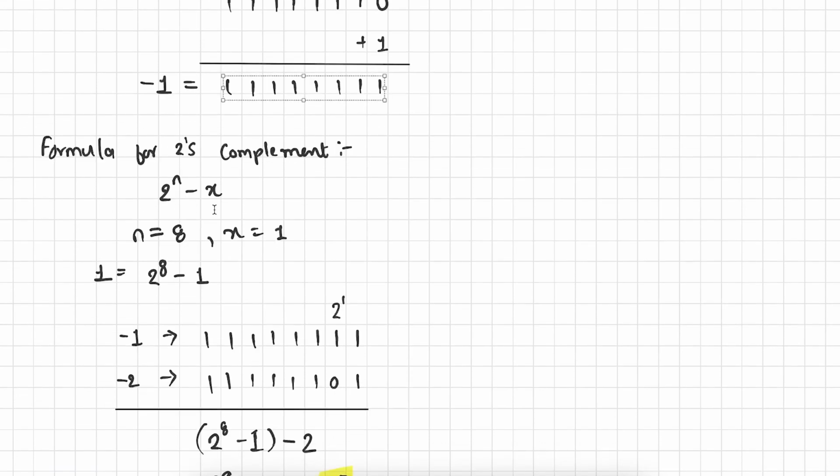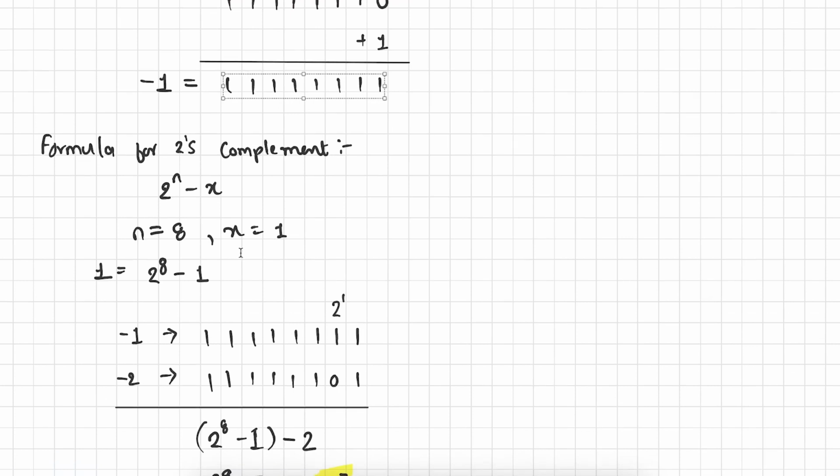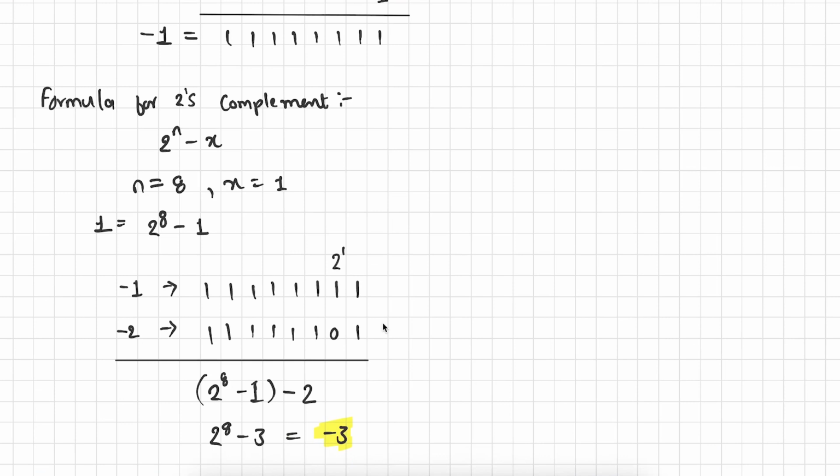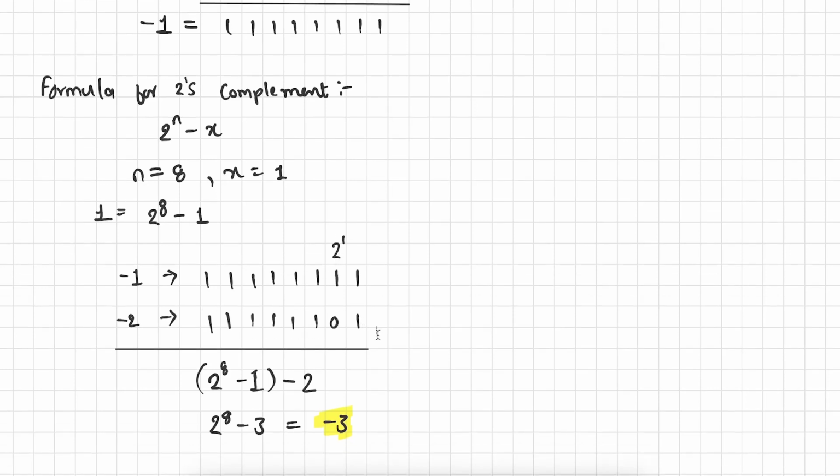Okay, now let's say I want to represent -2. How does it work? The binary representation of -1 is this, right? And now I want to store -2. So what I do is basically unset the second bit, because the second bit corresponds to 2. This way this binary representation represents -2.